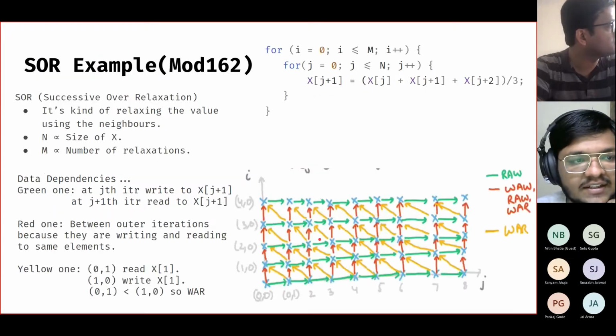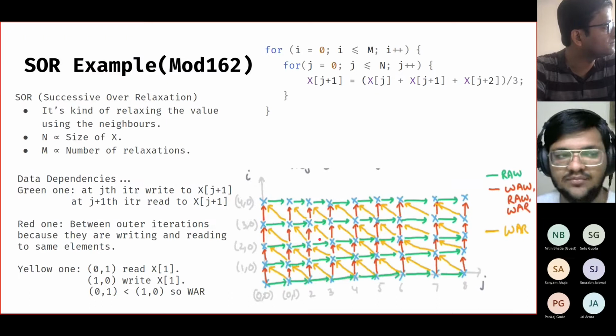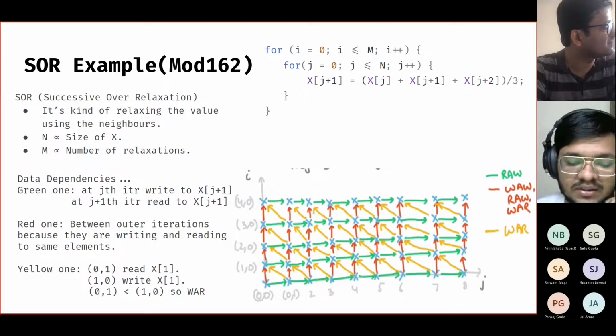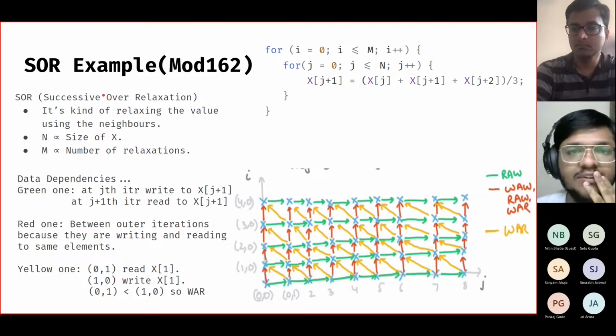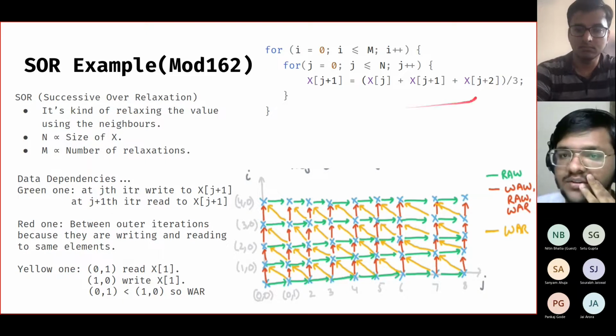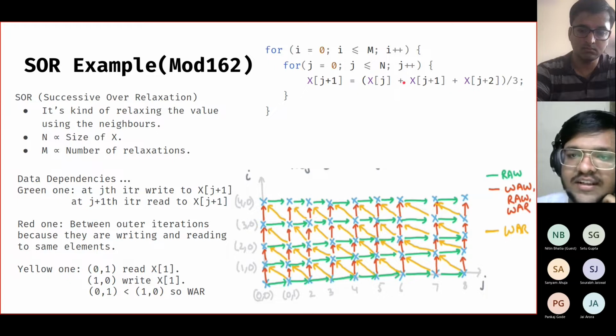So let's take a more real world example now. We will talk about the SOR example, the successive over relaxation example. So this is the code. Here we are averaging the xj plus 1th element with its neighbors. It is a smoothing function that we also use in image processing.